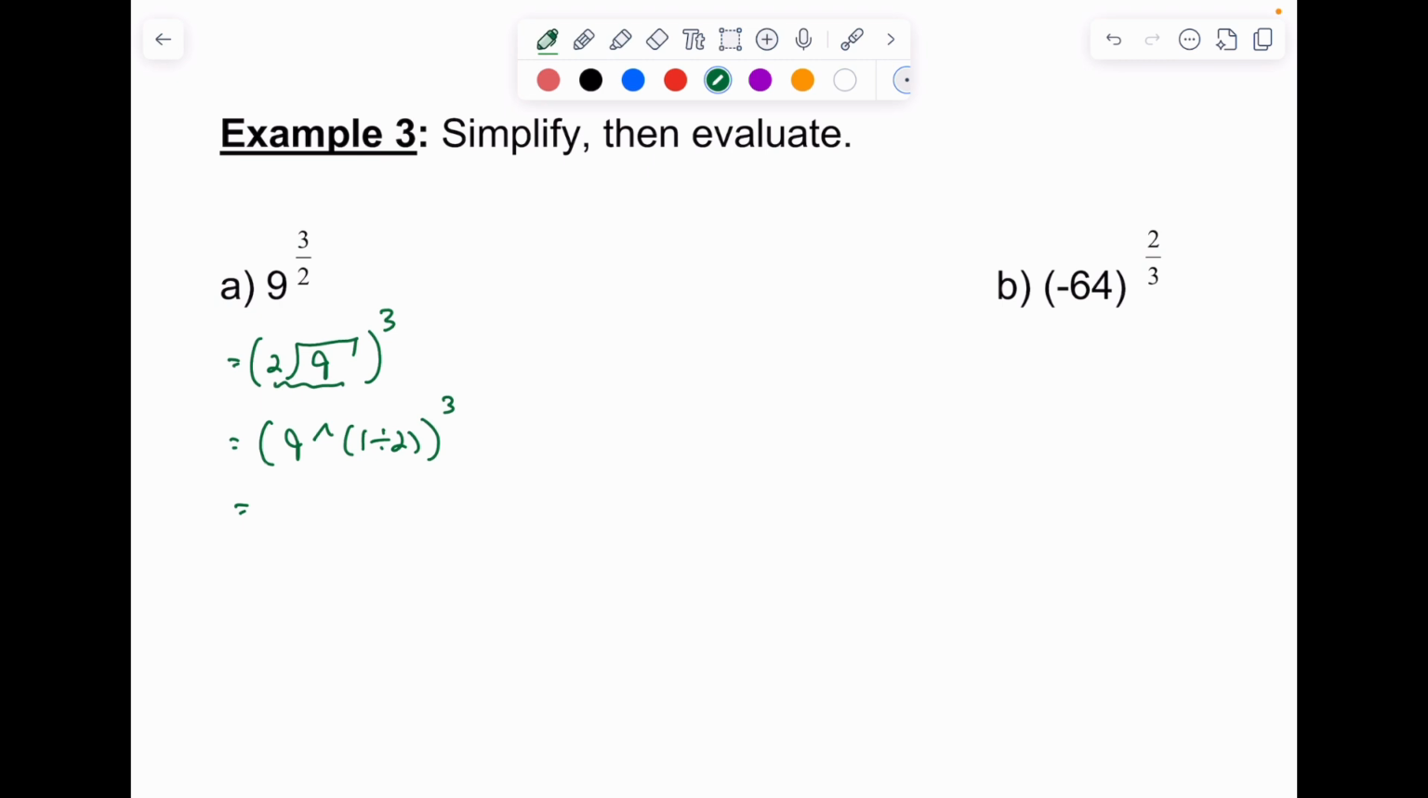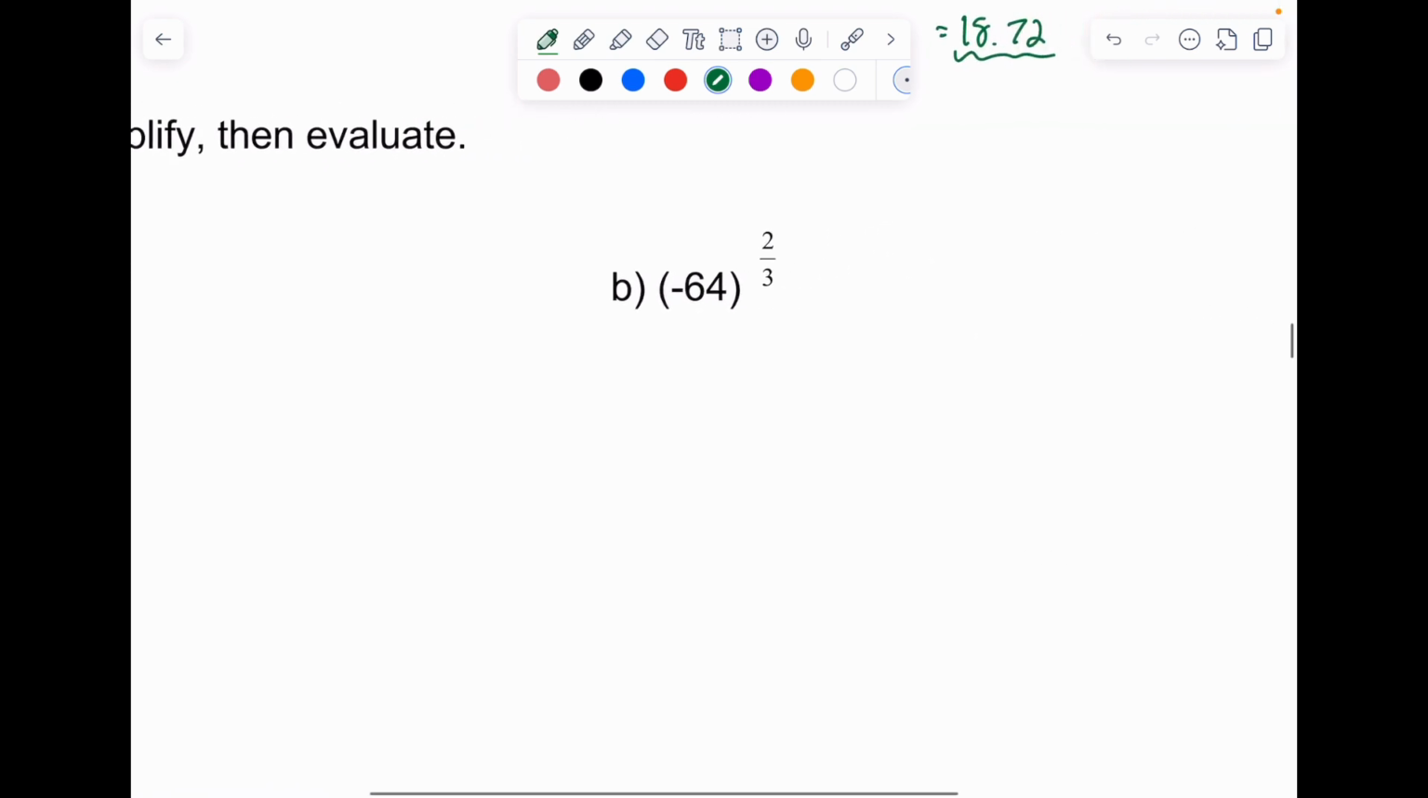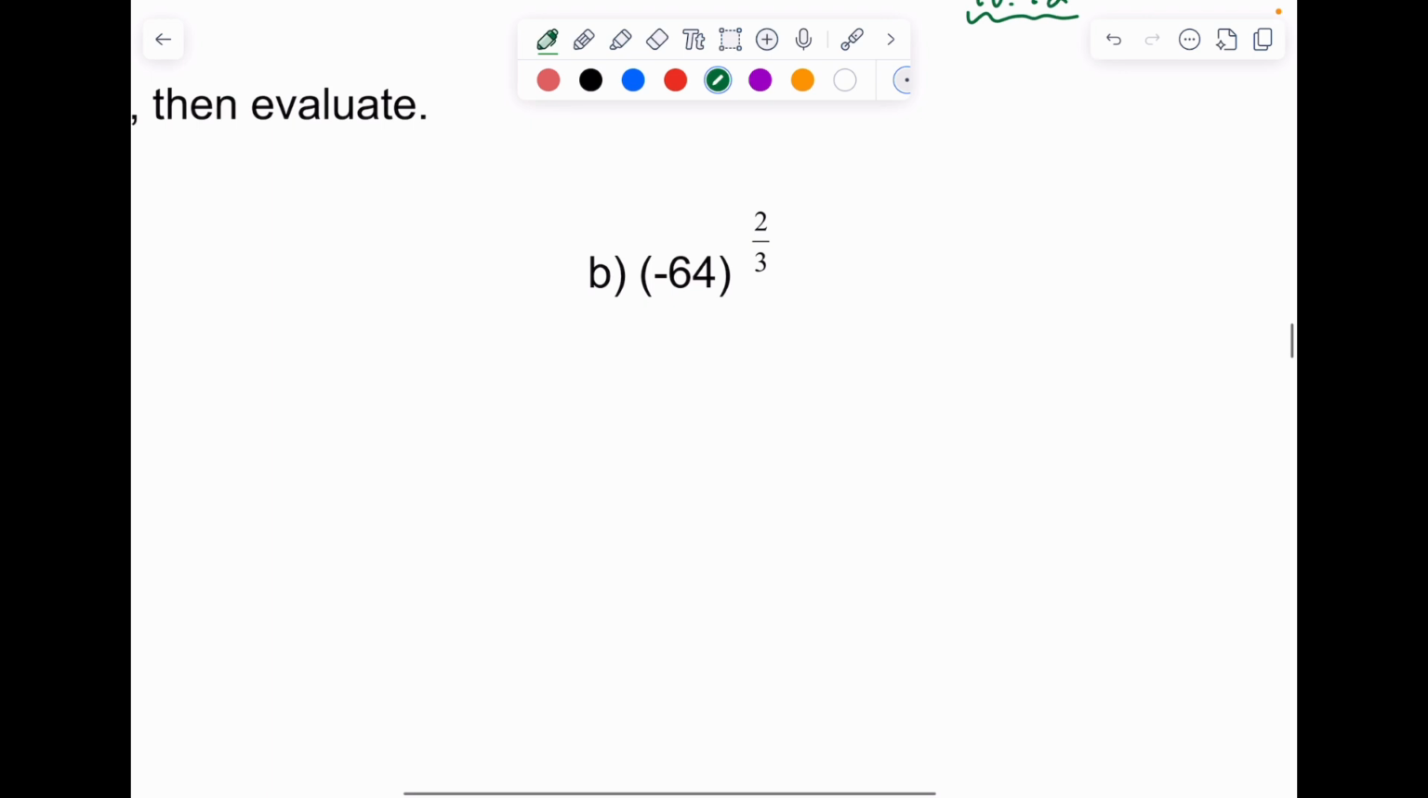So the square root of 9 is 3. Then put that to the third. That's going to be 27. Let's do it again here. B. It's as simple as it can be. You just have a base and you have an exponent.